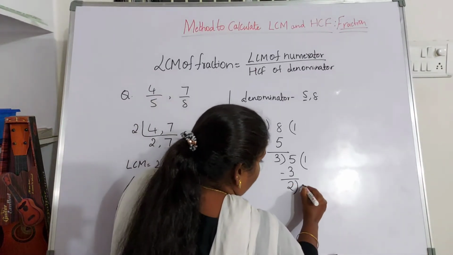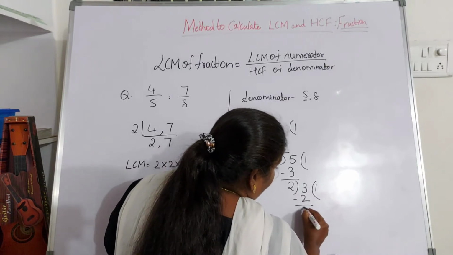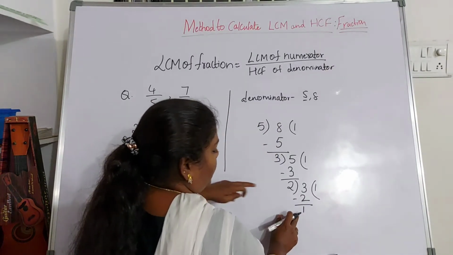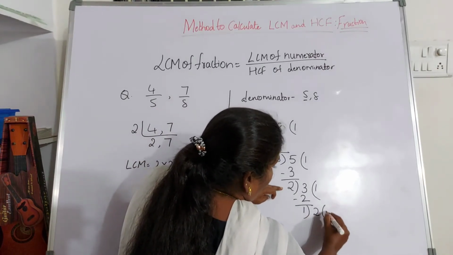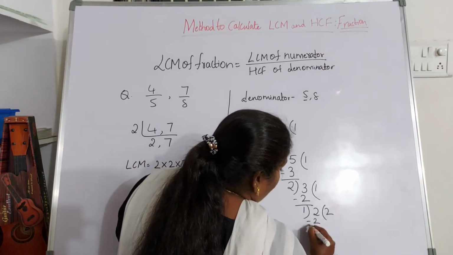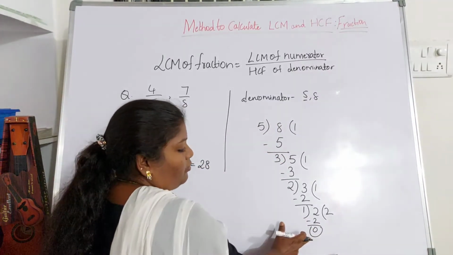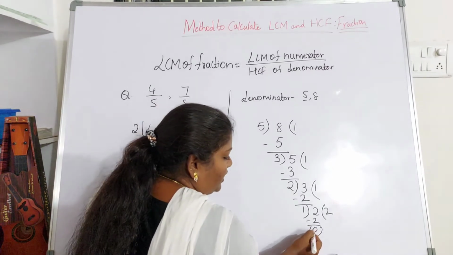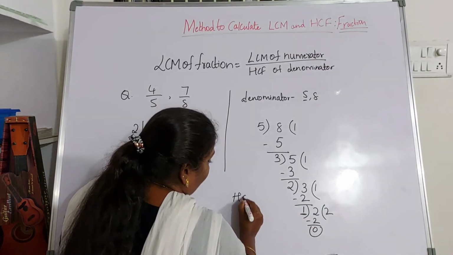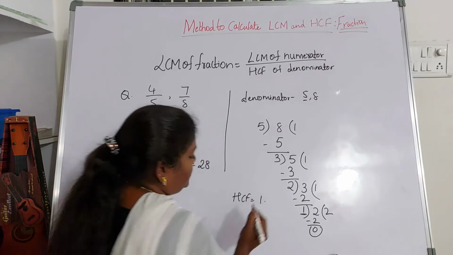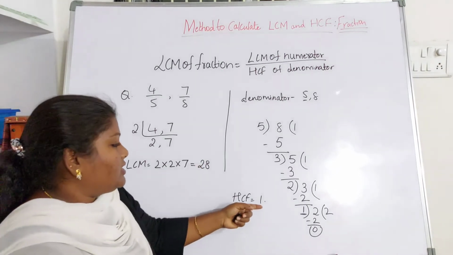So take 3 down. 2 ones are 2. When I subtract, the remainder is 1. 1 is smaller than 2, so take 2. 1 2 is 2 and the remainder is 0. You need to divide until you get a remainder of 0. After getting the remainder 0, that divisor will be the HCF. So here the LCM we got is 28 and the HCF is 1.